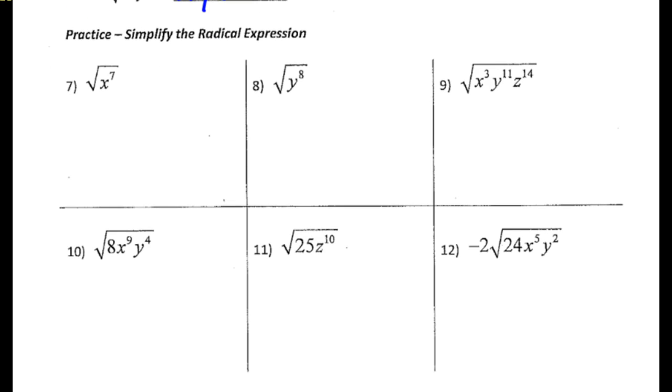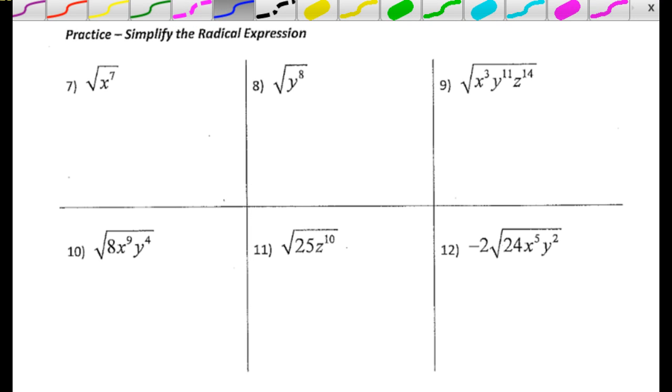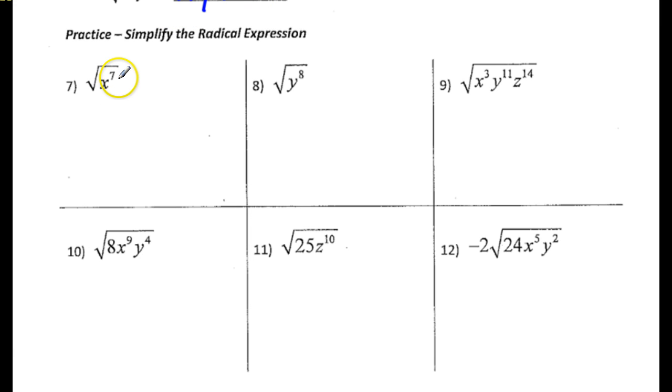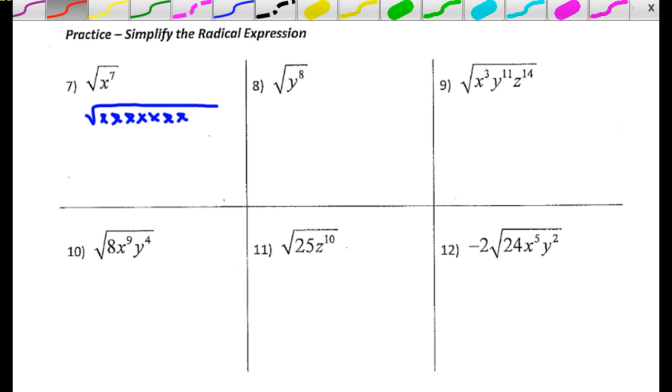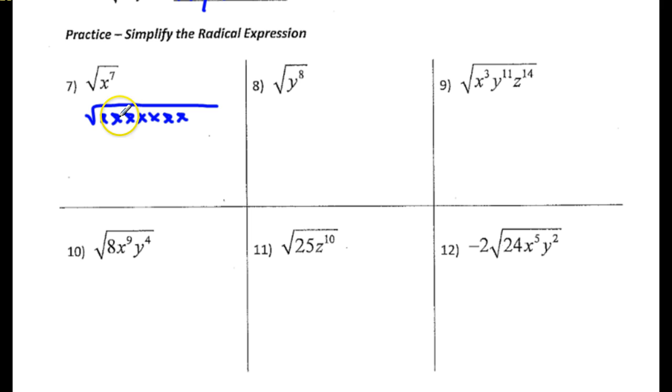Alright, so let's try a couple of these together. So here we go. X to the 7th power. So once again, it might help to write out what it means. X to the 7th means x 7 times. So 3, 4, 5, 6, 7. Okay? Now what are we going to do? We're going to make our pairs. Squares are pairs. So we can make 1 pair, 2 pairs, 3 pairs.